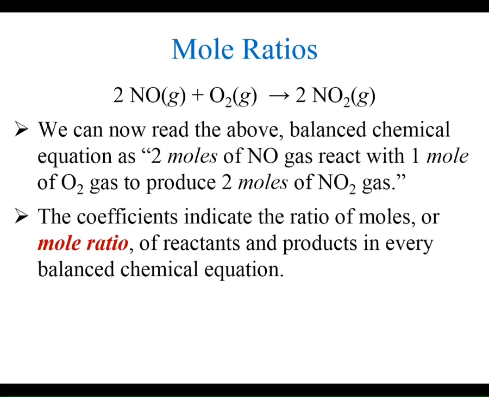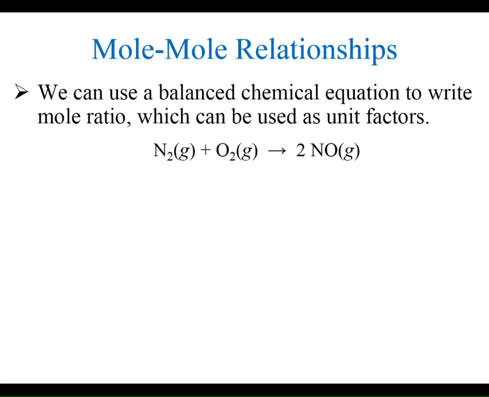So let's show you another one here. Let's look at this one. N2 plus O2 goes to 2NO. So that tells me for every 1 mole of nitrogen that I react, I've got to have how many moles of oxygen? For every 1 mole of nitrogen, I got to have how many moles of oxygen? 1 mole of oxygen. It's 1 to 1. 1 N2 plus 1 O2. And for every 1 mole of nitrogen I react, I'm going to get out how many moles of NO?